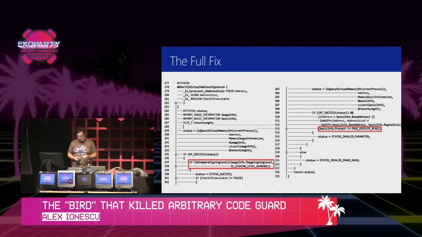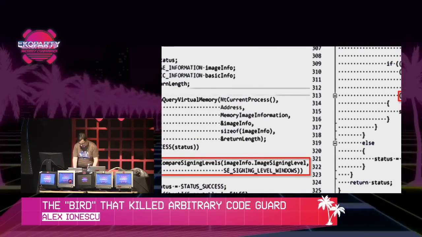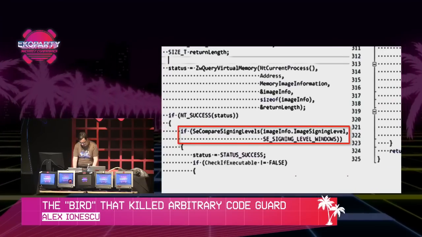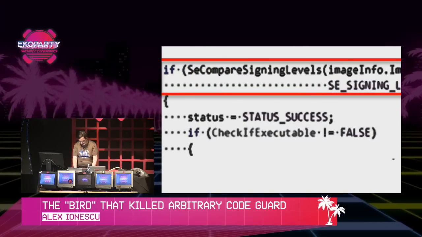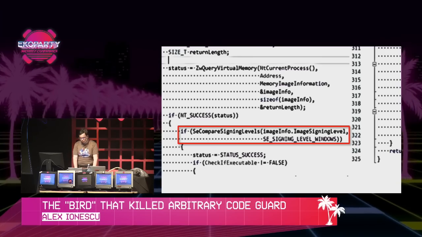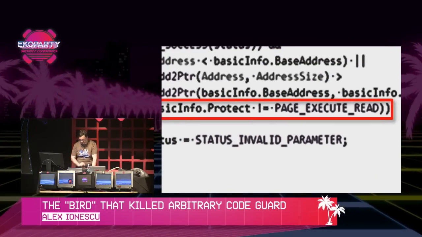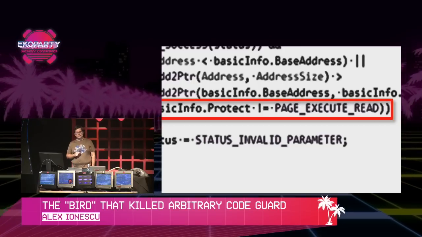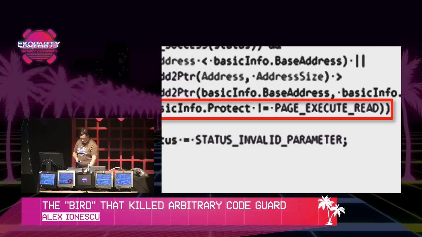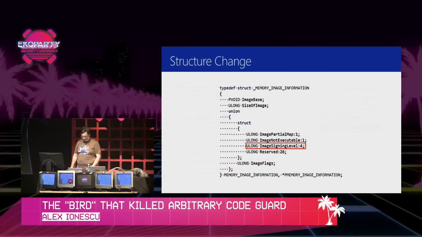And with those two checks, basically, the function now has a compare signing level check right here, which kicks out anything that's not a Windows signed DLL, and we've changed the check that we had here earlier to only look for execute read and not for read only. So we really needed both of these fixes to address the problem.